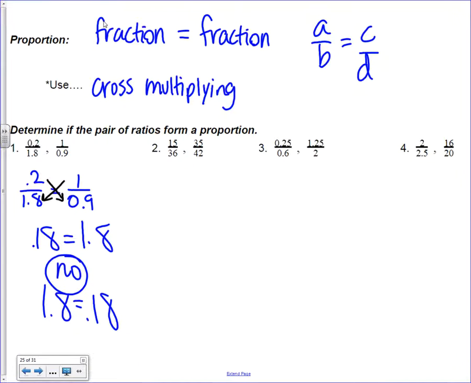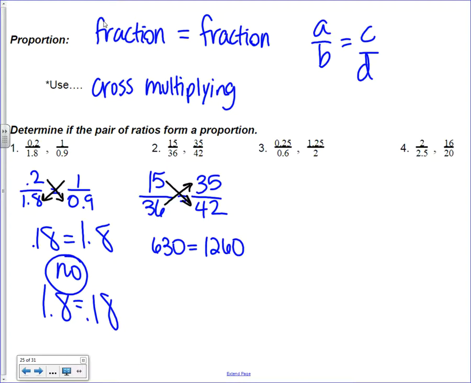Okay, so let's try another one. I'm going to ask myself, are these things equivalent, meaning do they form a proportion? So what are you going to multiply? What does that give you? And then what else are you going to multiply? Which gives you? Do they form a proportion? No. All right, folks, I want you to go through and do the other two.